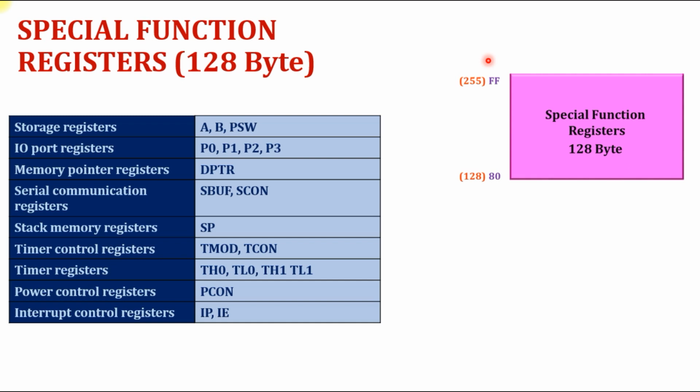Where is it located? It is located in the internal RAM only, at the top of the internal RAM. I mean the top 128 byte location is dedicated for the special function registers. And then what about the internal RAM? I mean, where we can read and write our temporary data. ALU needs some space, right? ALU needs some RAM area to store the intermediate data or temporary data.